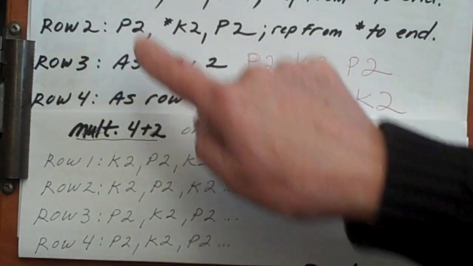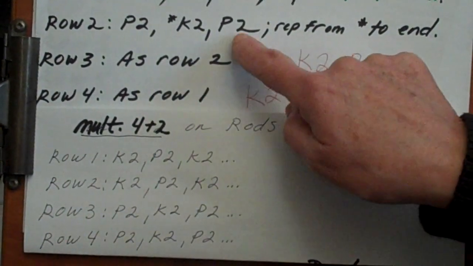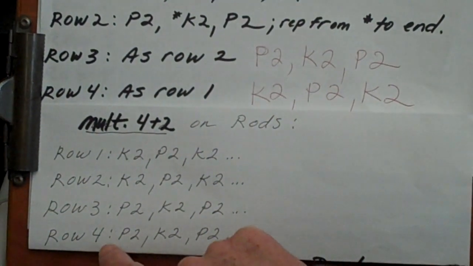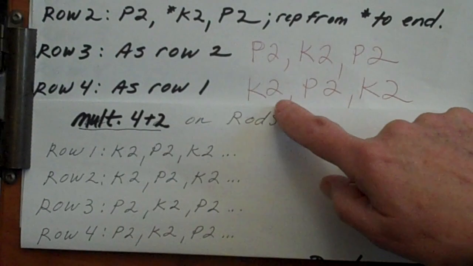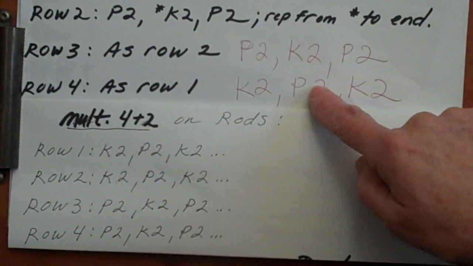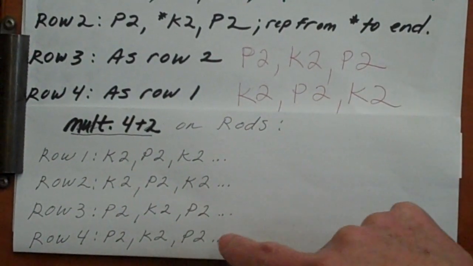Row 2: instead of purling, you're going to knit. Instead of knitting, you're going to purl. Instead of purling, you're going to knit. And the same thing is true for row 4. Instead of knitting, you're going to purl. Instead of purling, you're going to knit. Instead of knitting, you're going to purl.